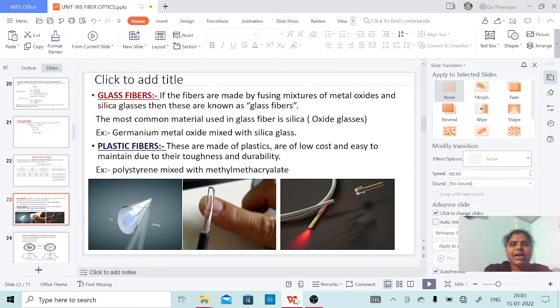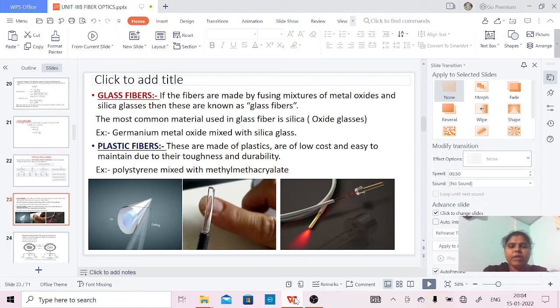Now, what are the glass fibers? If the fibers are made by fusing mixtures of metal oxides and silica glasses, then these are known as glass fibers. The most common material used in glass fiber is silica, that is oxide glasses. For example, germanium metal oxide mixed with silica glasses, we can manufacture the glass fibers.